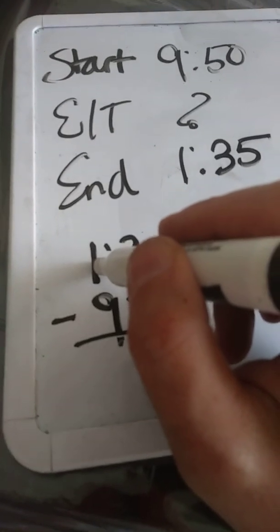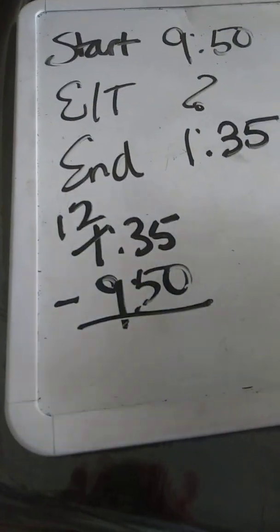So here's what I'm going to do. Again, the 1's too small, so I have to add 12 to the 1 like I did before, and that's going to make this a 13. Now I'm ready to go. I got 13 above the 9. Again, another problem though. 35 is too small for 50, so I borrow again. I take an hour away from the 13. I make it a 12. How many minutes are in an hour? 60. I add the 60 to the 35. So that would make it 95. And now I'm ready to go. 95 minus 50 is 45.